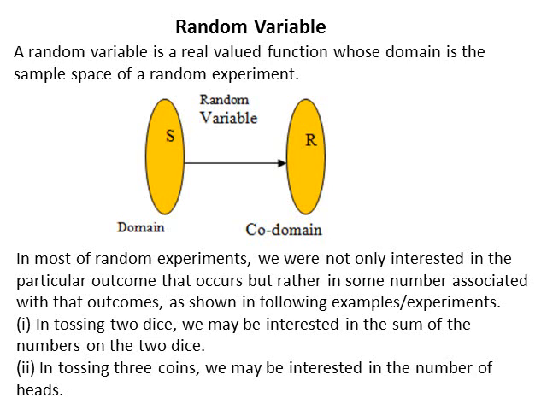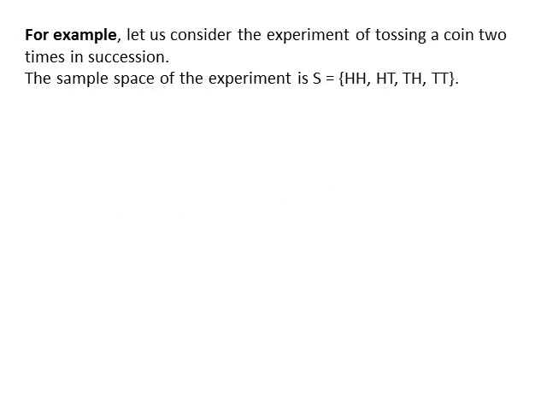In tossing two dice, we may be interested in the sum of the numbers on the two dice. That may be 2, 3, 4, 5, 6, and so on. Maximum sum is 12. In tossing three coins, we may be interested in the number of heads, meaning no head, one head, two heads, three heads, that is 0, 1, 2 or 3.